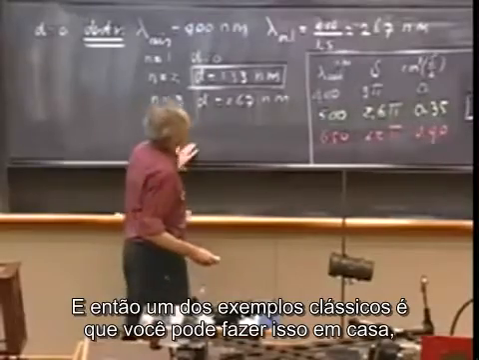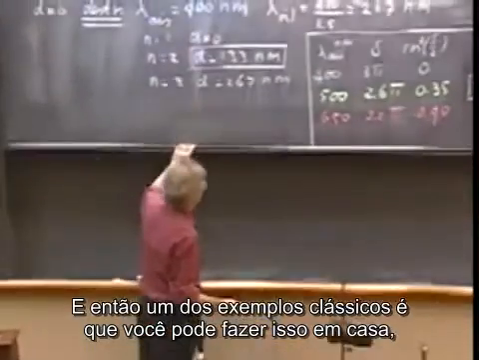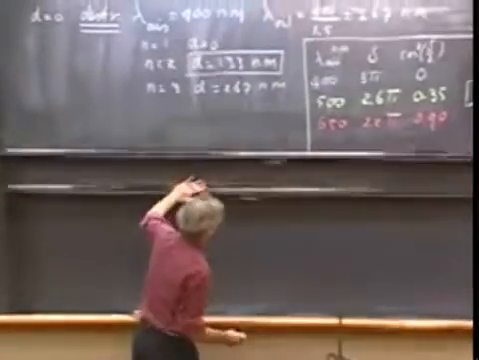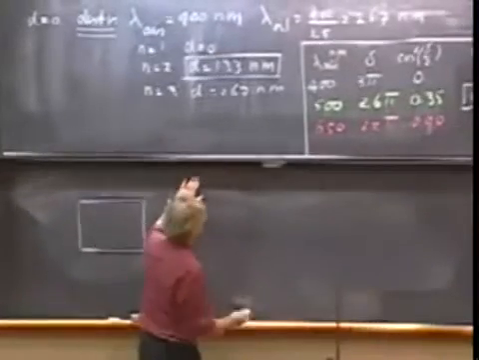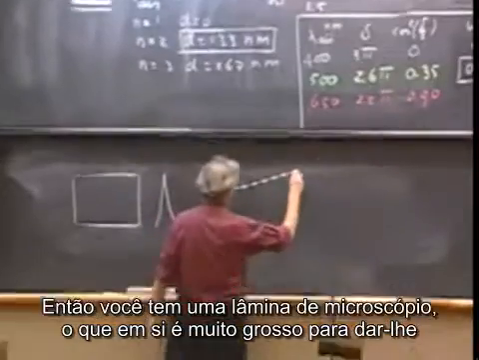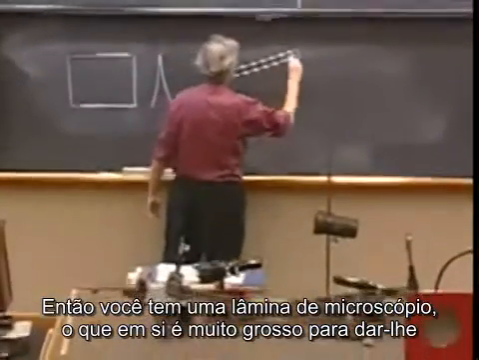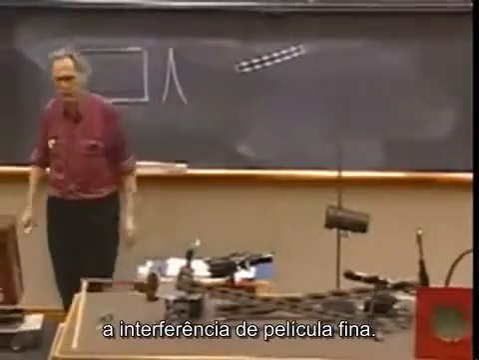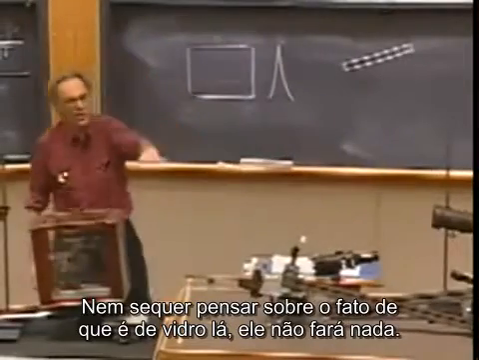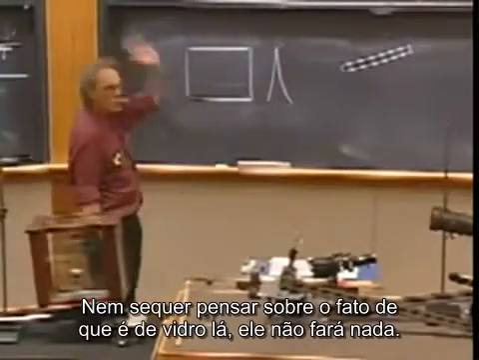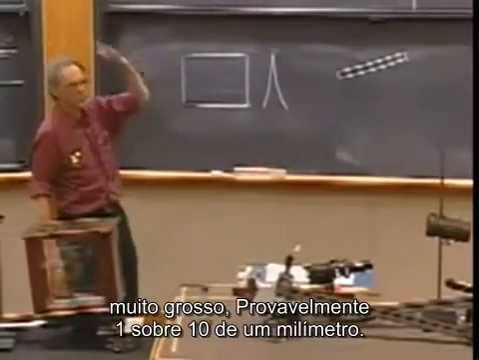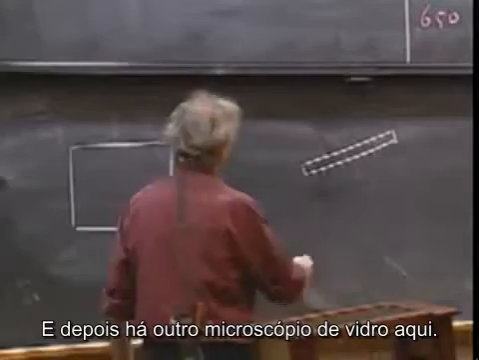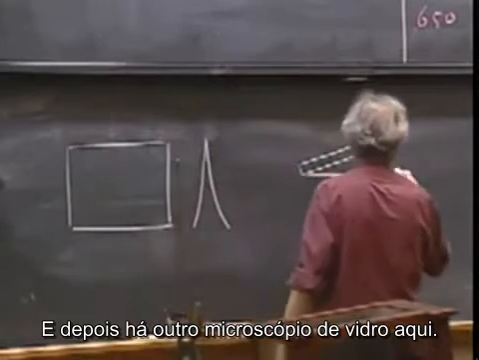And then one of the classic examples, and you can do that at home, and you should do that at home, is the 2 microscope slides. So you have a microscope slide, which itself is way too thick to give you thin film interference. Don't even think about the fact that there is glass there. It will do nothing. Way too thick. Probably a tenth of a millimeter. It's ridiculous. And then there's another microscope glass here.